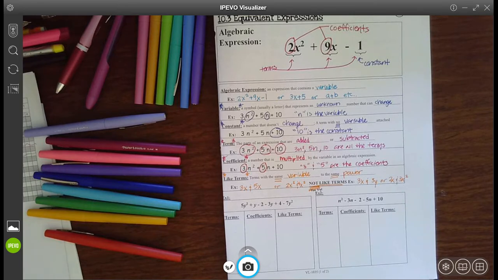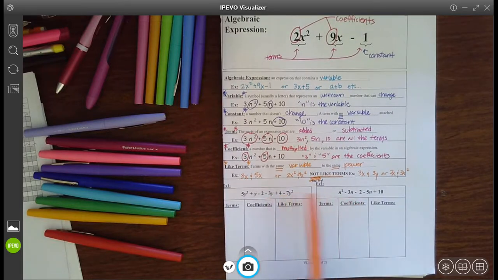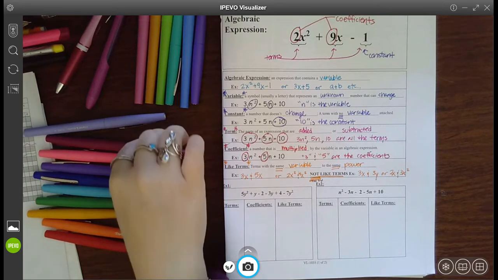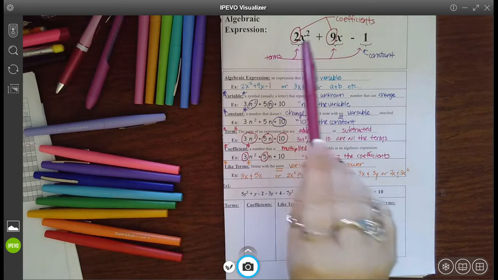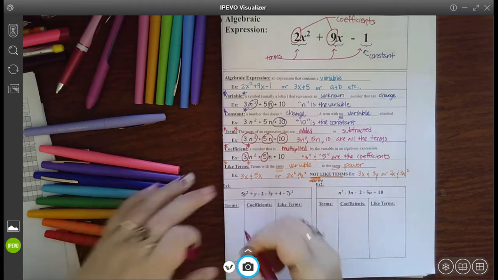All right, let's go ahead and take a look. Have you try to break apart these two algebraic expressions into their different parts based upon the vocab that you just learned. So let's say all the different terms that make up this expression. You have a 5y squared.